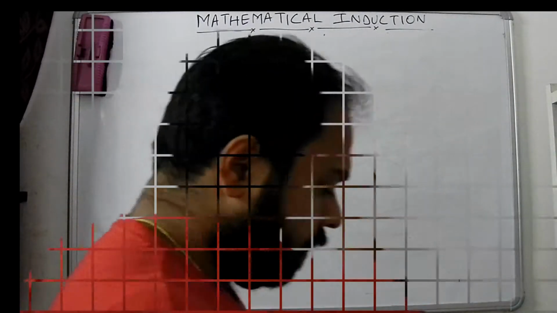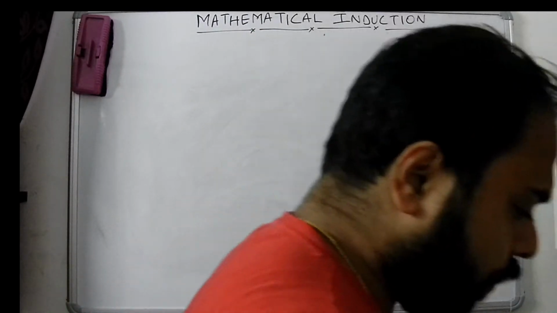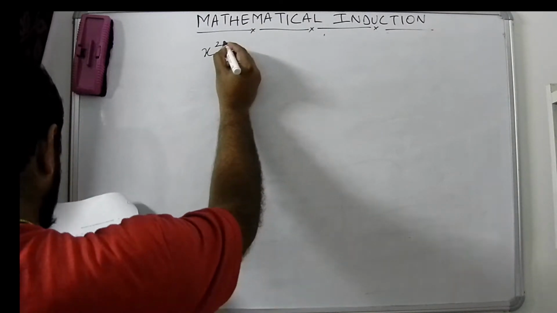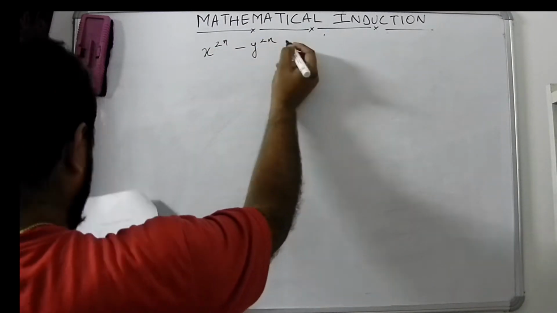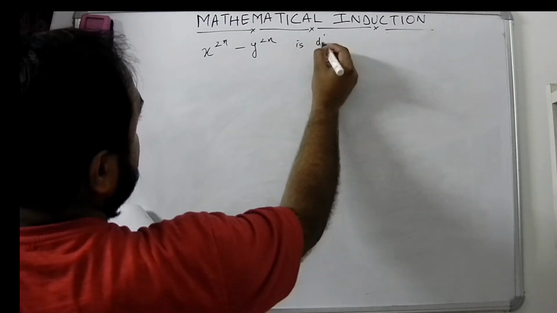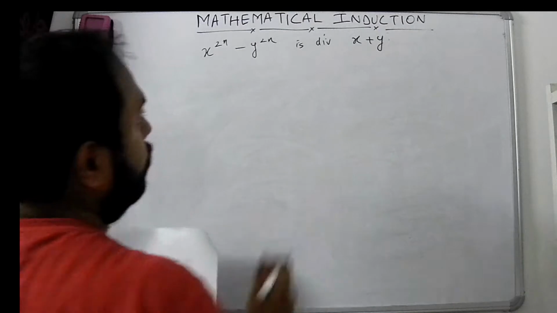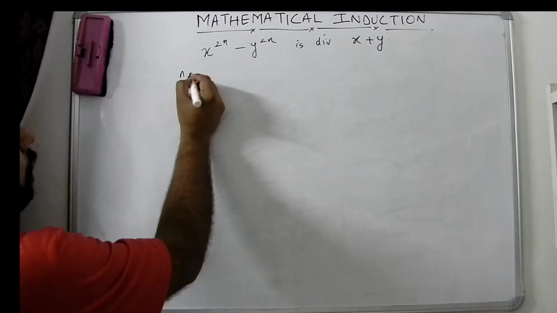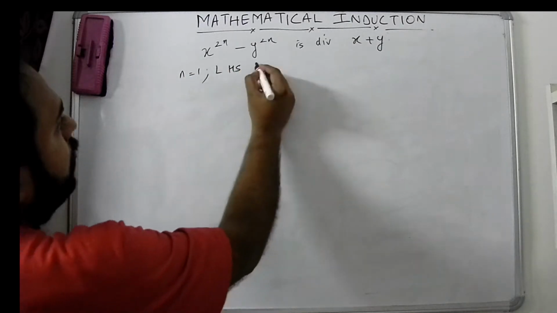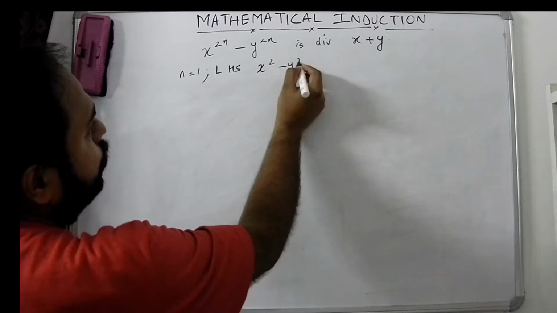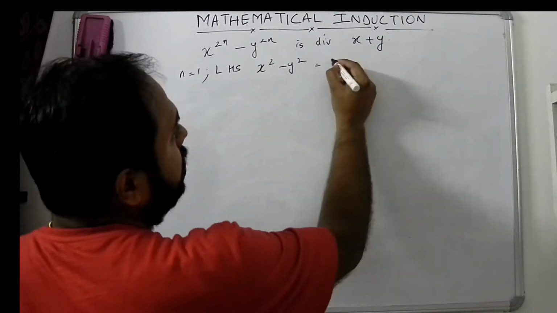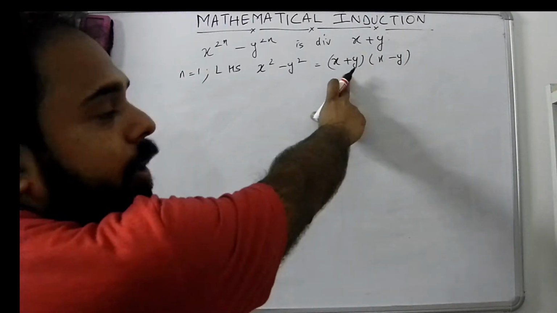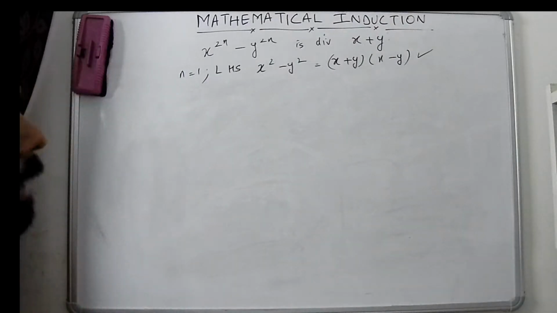Okay, so now taking another tough question, I think this is a good one. So what I need to prove is that x to the power 2n minus y to the power 2n is divisible by x plus y. This is something that I need to prove. So let's assume first of all for n is equal to 1, LHS becomes x square minus y square, right? Which can be solved as (x plus y) into (x minus y), right? Typically I see like if there is a factor of x plus y, then this is true because this is divisible by x plus y, right?